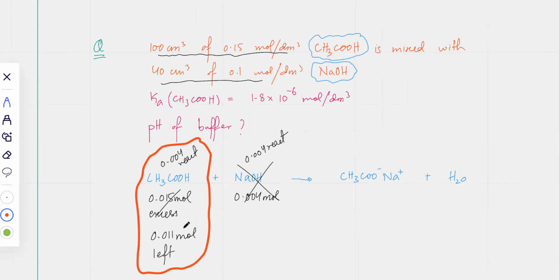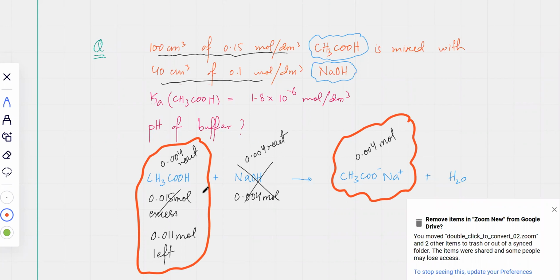Yes. Then what happens when they react? Now, NaOH is reacting. We know exactly 0.004 reacts with 0.004. So over here, how much of this salt would be produced? It's going to be 0.004. That's the amount that's going to be produced. So that means at the end of the day, your mixture would also contain a salt of the same weak acid.